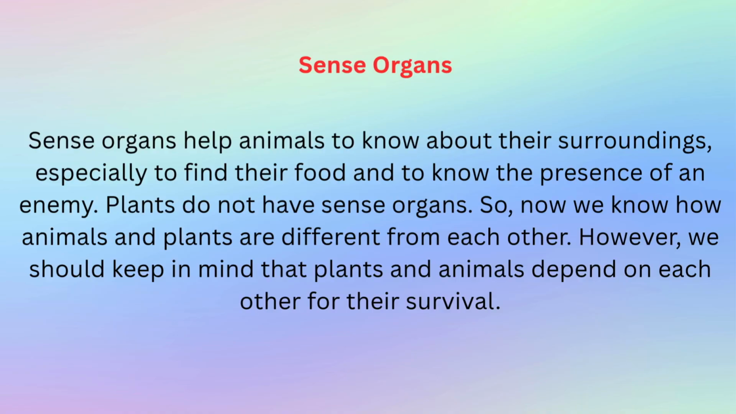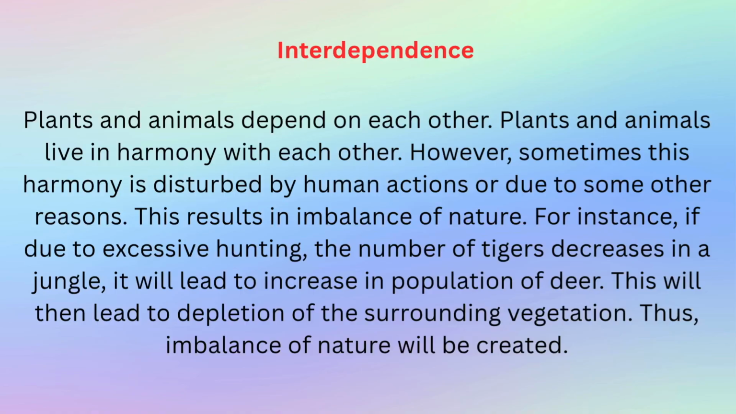So, now we know how animals and plants are different from each other. However, we should keep in mind that plants and animals depend on each other for their survival. Interdependence. Plants and animals depend on each other. Plants and animals live in harmony with each other.